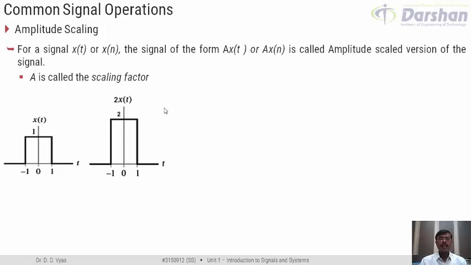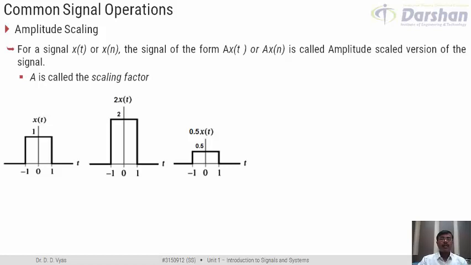I can take another example where I can take the scaling factor to be less than 1, say 0.5. In that case, as expected, the magnitude or the amplitude of the signal reduces. Now this 1 is getting multiplied by 0.5, so this becomes equal to 0.5. Mind well, when we say amplitude scaling, it is basically multiplying a signal with a constant.